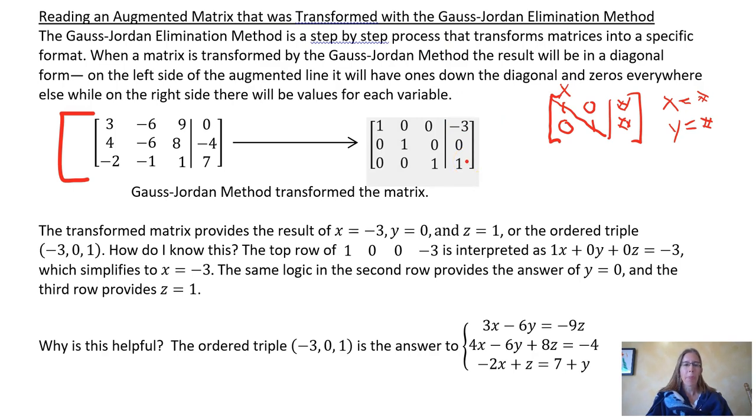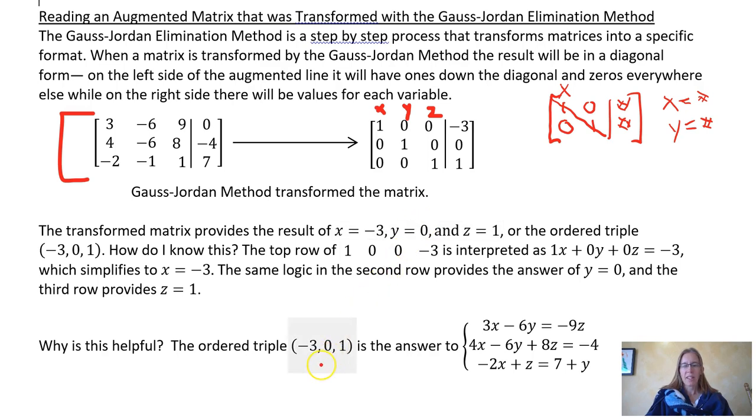All right, so to interpret this final answer that it gives us, we need to remember that this first column is for the variable x, and so it's telling us 1x equals negative 3. And for the second column in our second row where the 1 is, it tells us 1y equals 0. And the last row tells us that z equals positive 1.